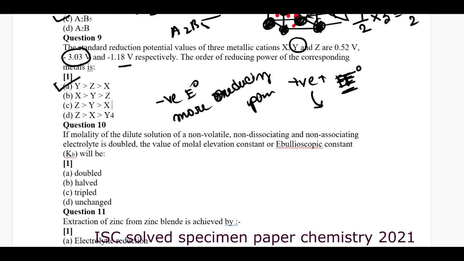Question number 10. If the molarity of a dilute solution of a non-volatile, non-dissociating, non-associating electrolyte is doubled, the value of the molal elevation constant or ebullioscopic constant Kb will be? Molality was m, now molality becomes 2m. The ebullioscopic constant is Kb. Now what do we know? We know delta Tb is equal to Kb into m. Delta Tb prime is equal to Kb prime into 2m.